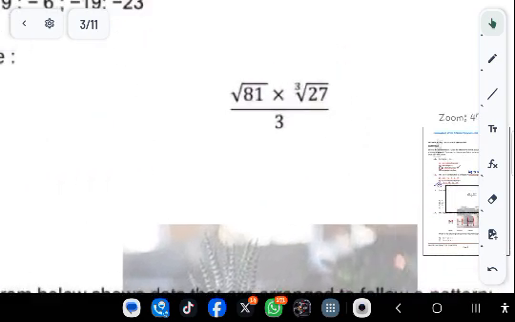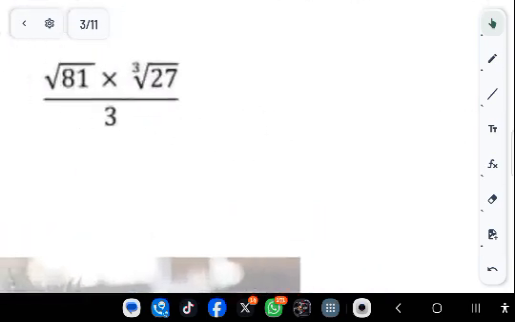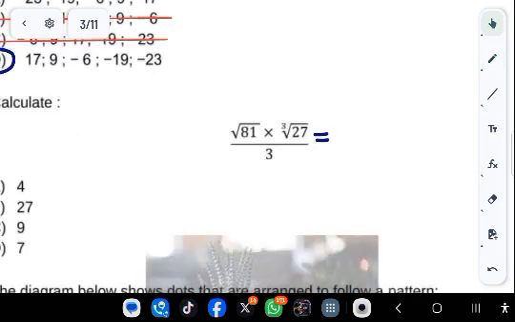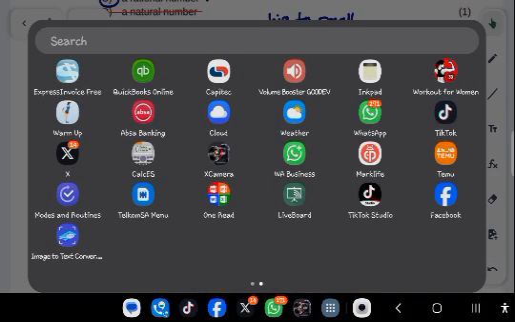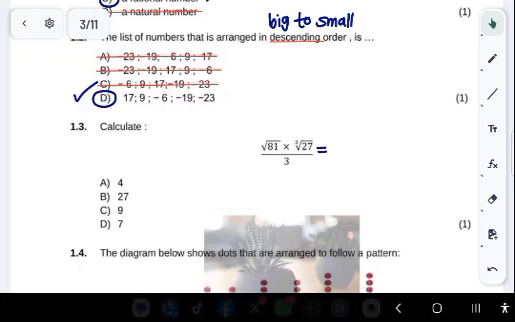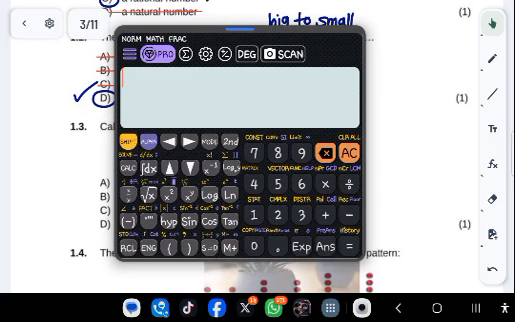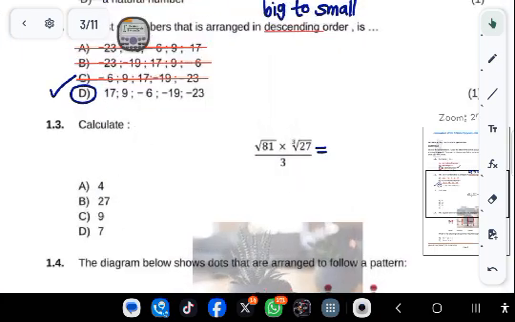Calculate square root of 81 times the cube root of 27 all over 3. Okay, let's calculate on the right hand side. The square root of 81 is equal to, they said you could use a calculator. If you're not sure how to work that, let me show you how to use a calculator. There is the calculator. The square root of 81, and the answer should be giving you 9.